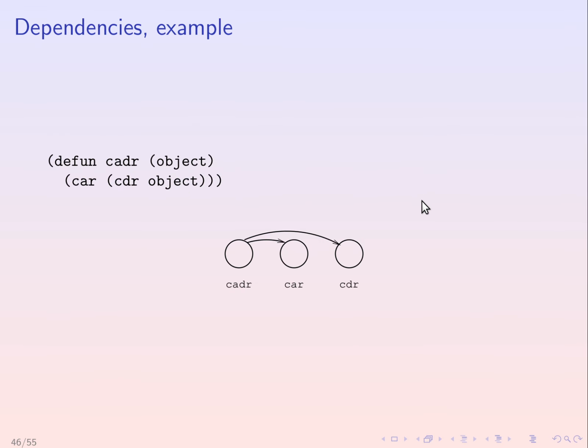So for example, we might have a definition of the function catter that will invoke both car and cooter, and we get this kind of dependency.